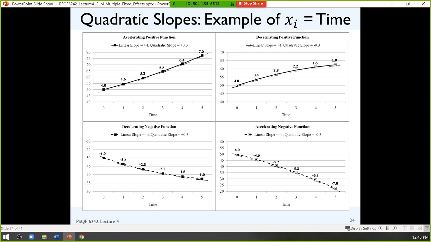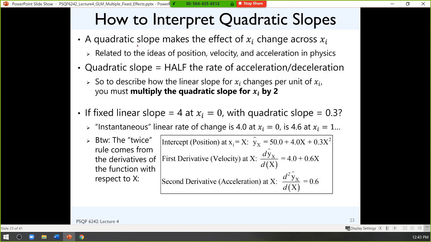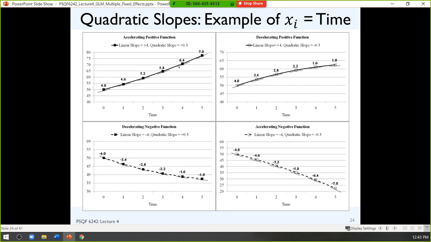So the equation that created these, let me back up, would be like this right here. This is slide 23 before. So I have an intercept of 50. That's what the outcome would be at time 0. If x is time here, the slope is positive 4 for that variable x, and then the slope for the x squared variable, which would be time squared in this case, is positive 0.3. So this equation right here is what creates this first line right here.